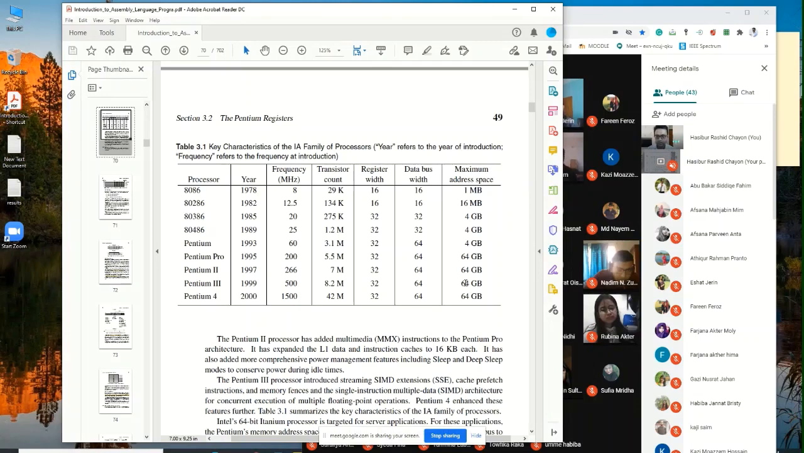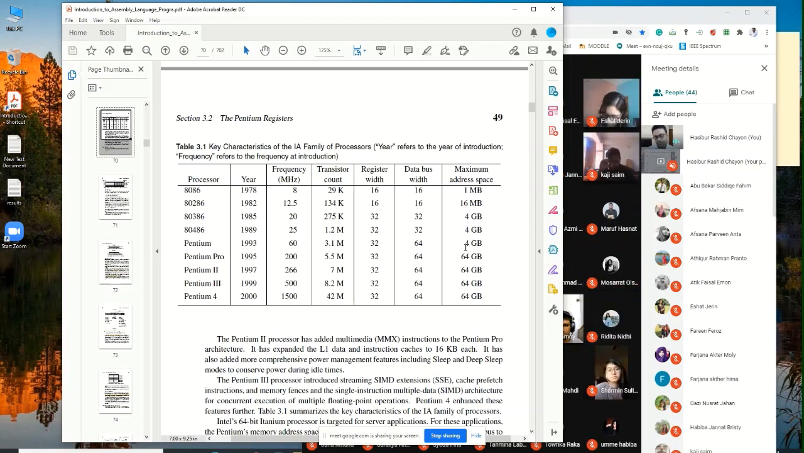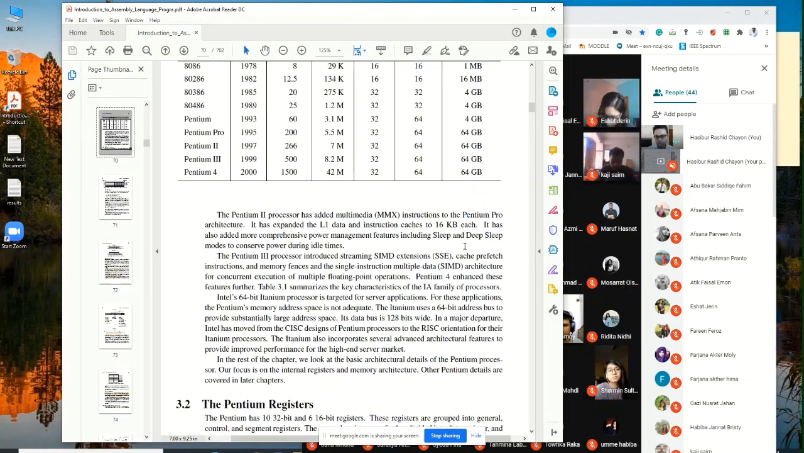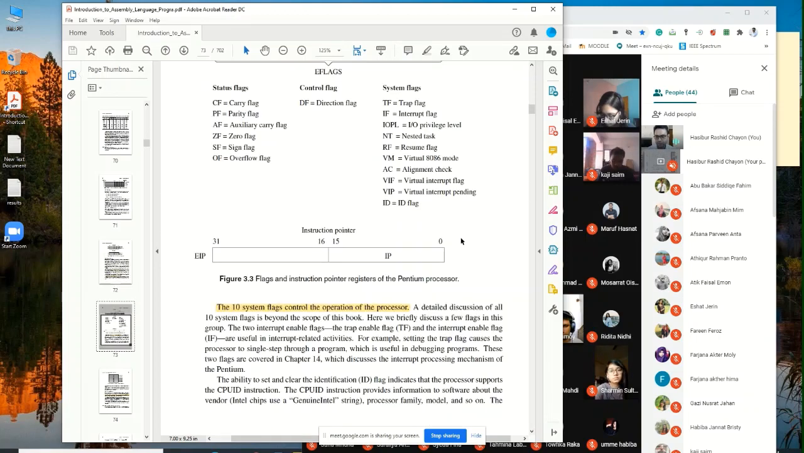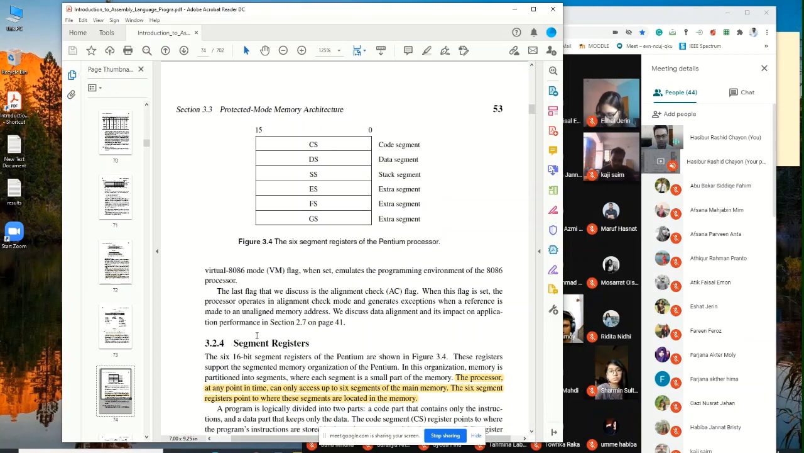Okay. So as I told you before, there are two types of memory methods. One is the protected mode, one is the real mode memory architecture. Before we discuss these two memory architectures, we need to know two things. First of all, we need to know about the segment register, because it will be needed in the next memory architecture. We need to know how many segment registers we have and what kind of information is stored in the segment register.